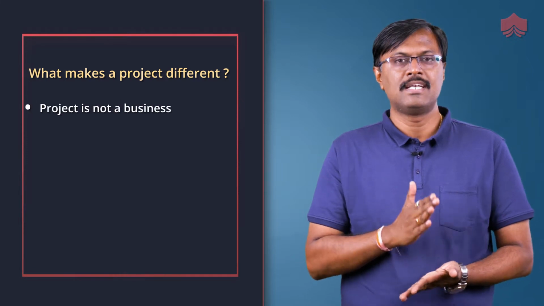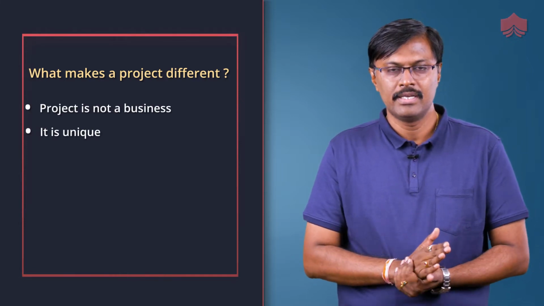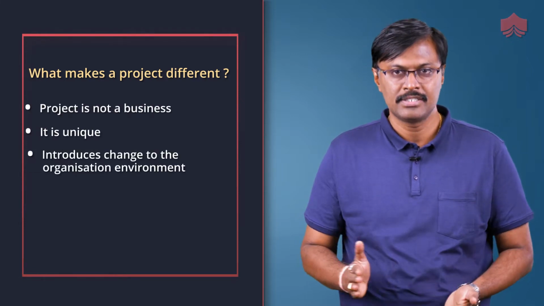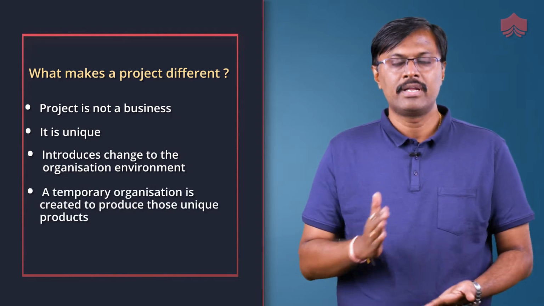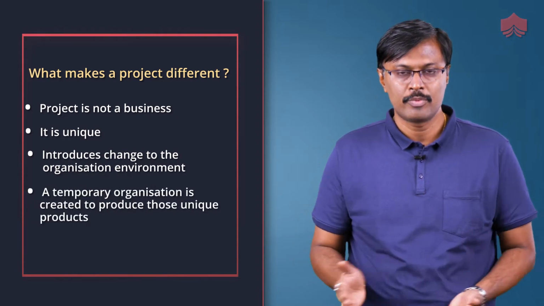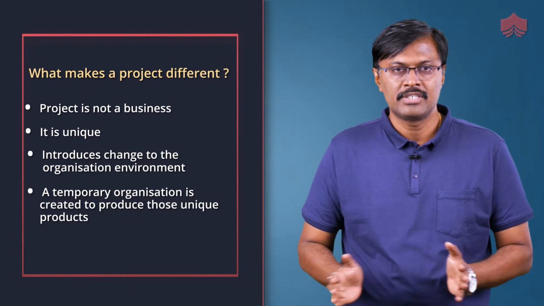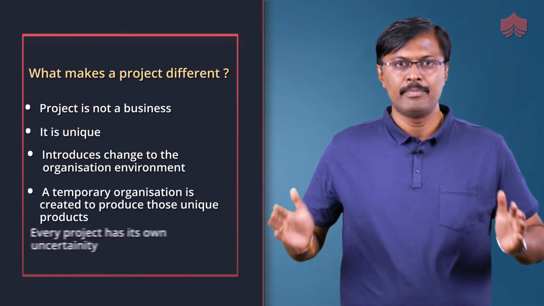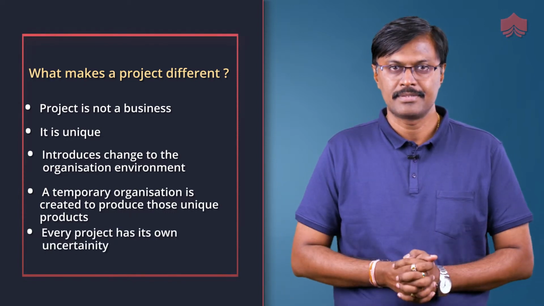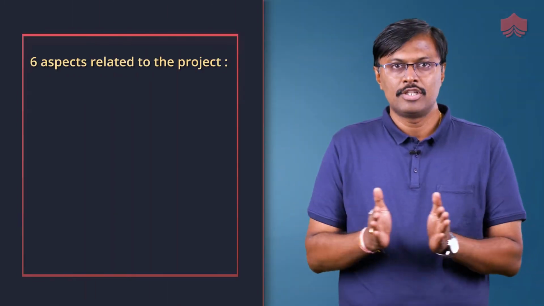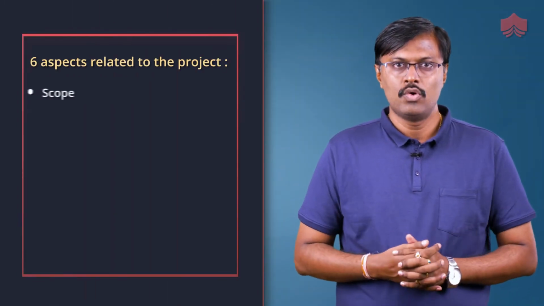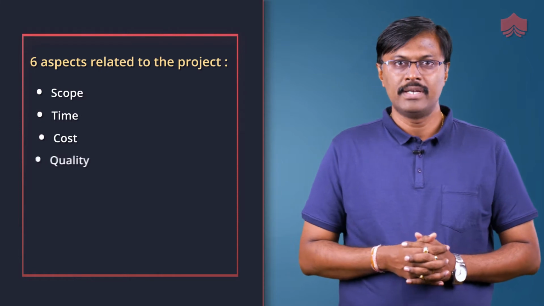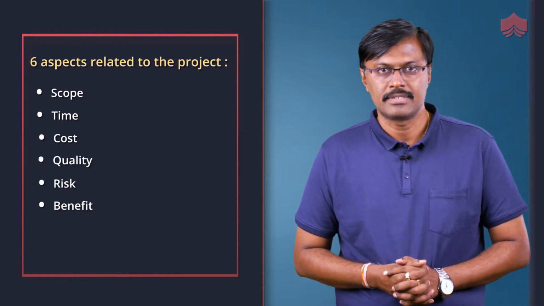What makes the project different? A project is not business as usual. It is unique, introduces changes to the organization's environment, and is a temporary organization created to produce those unique products, utilizing cross-functional capabilities, and every project has its own uncertainties. There are 6 aspects related to the project. Those are scope, time, cost, quality, risk and benefits.